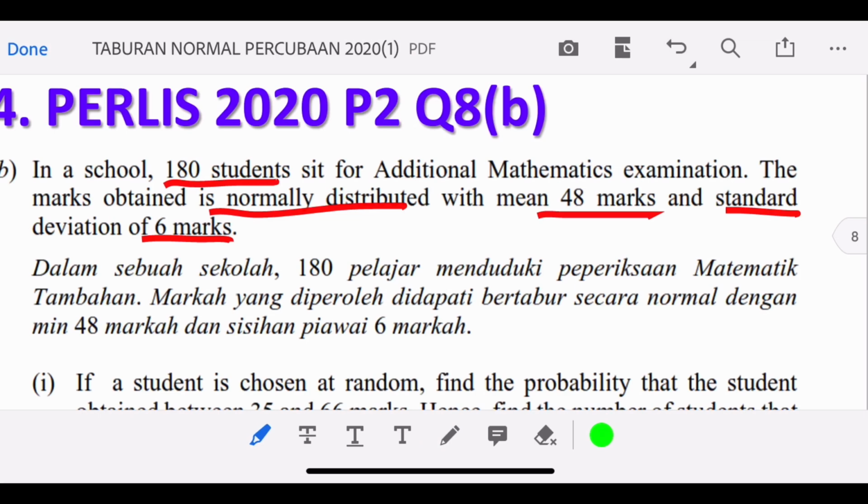Okay, so after you understand the question, now you have to list down. For example, you write mean, the symbol is mu equal to 48, and standard deviation, the symbol sigma, equal to 6, right? Okay, so be careful when you write the standard deviation. So now I'm going to show you how to solve this question, okay, for normal distribution.